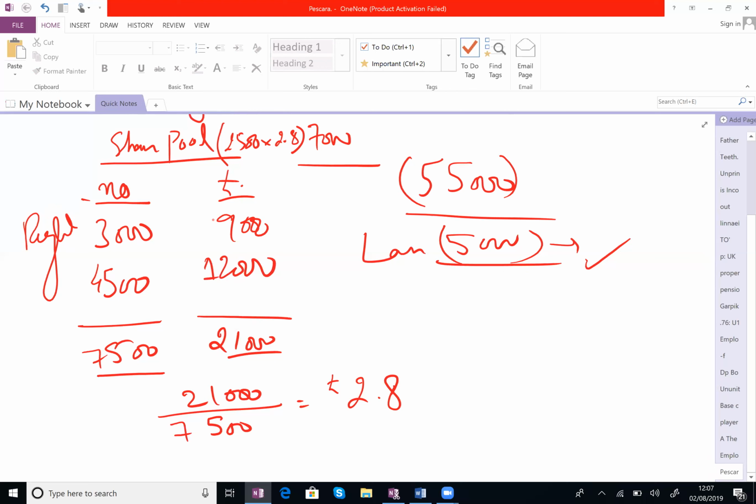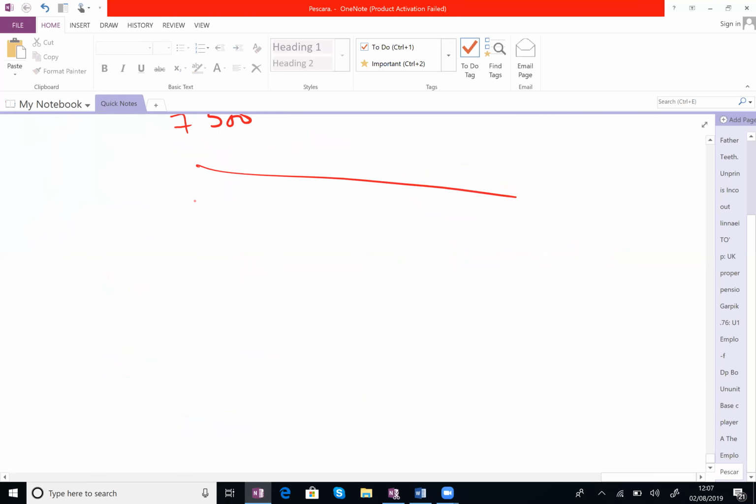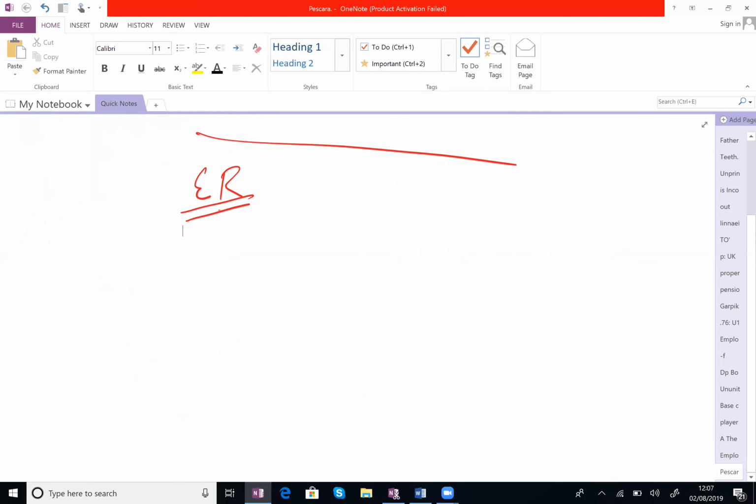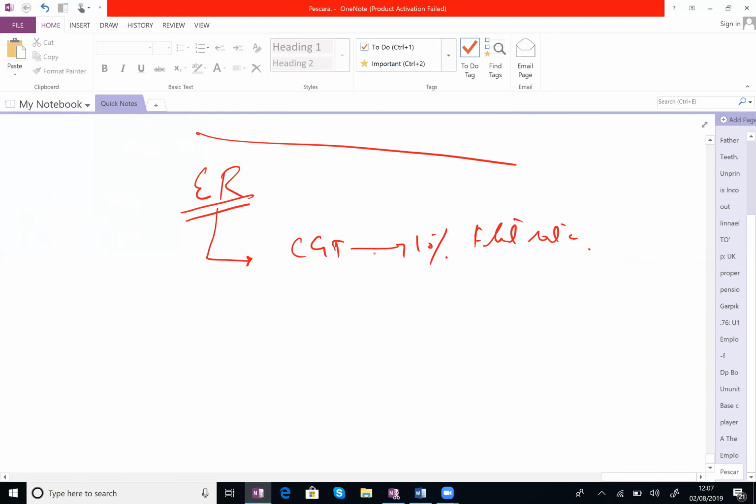Okay, next. Entrepreneur relief, ER. But in the exam, you have to write the full name, entrepreneur relief. When is this relief available? Firstly, I will tell you, when entrepreneur relief is available, the CGT rate will always be a 10% flat rate in all the bands.